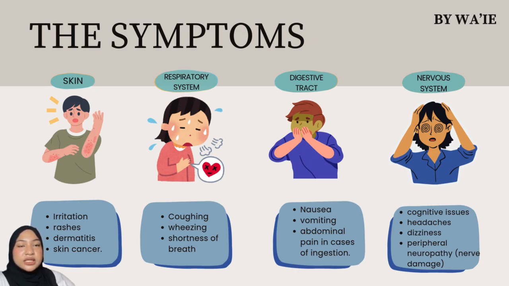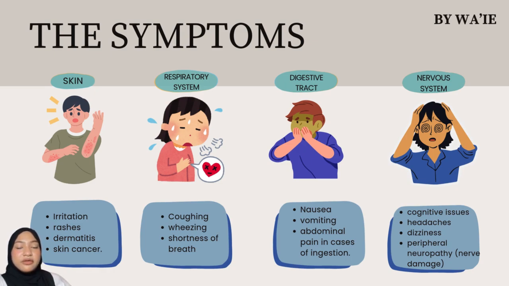Next, respiratory system. If we inhale a lot of chemicals, it can cause acute effects, which are coughing, wheezing, and shortness of breath. Thirdly, digestive tract. If we swallow the harmful chemical, it can make you feel nauseous, vomiting, and having abdominal pain of the stomach.